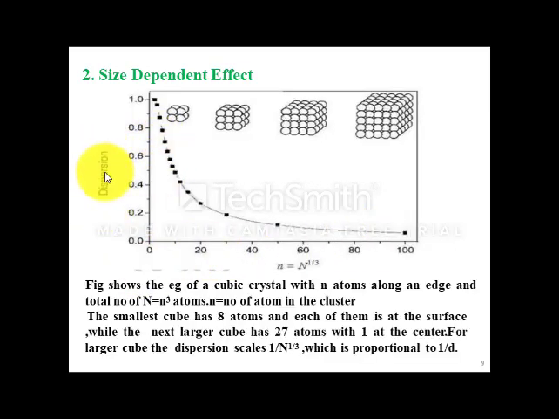Here is the picture for dispersion. This figure shows the edge of a cubic crystal with n atoms along an edge, and the total number of atoms is equal to n cubed, where n is the number of atoms in the cluster. The smallest cube has 8 atoms and each of them is at the surface. You can see this is the smallest, this is the biggest. In the smallest particle there are 8 atoms and each atom is striking with the outer atmosphere, with the air.